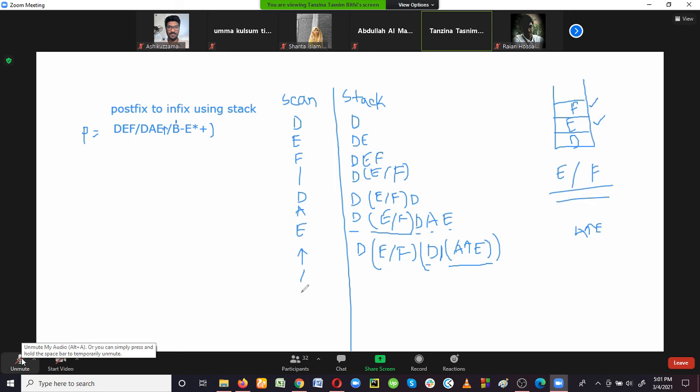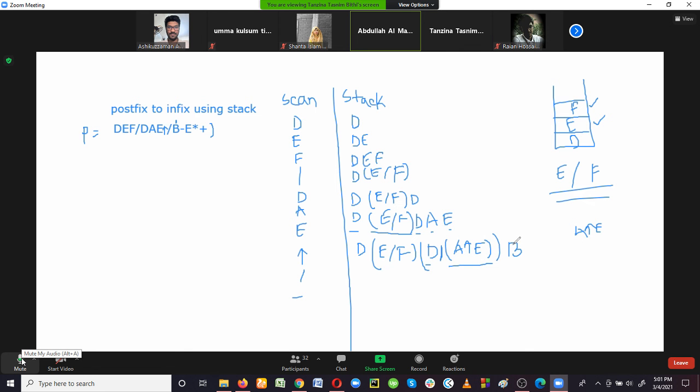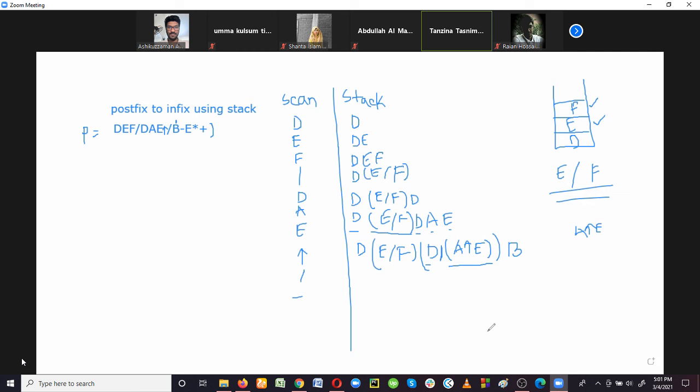Okay, now we got an operand. So B will be added here as the topmost element. Then we got an operator that is minus. So again, find out which one is the topmost element. B is the topmost element, and the second topmost element is which one? The whole D division A exponentiation E.